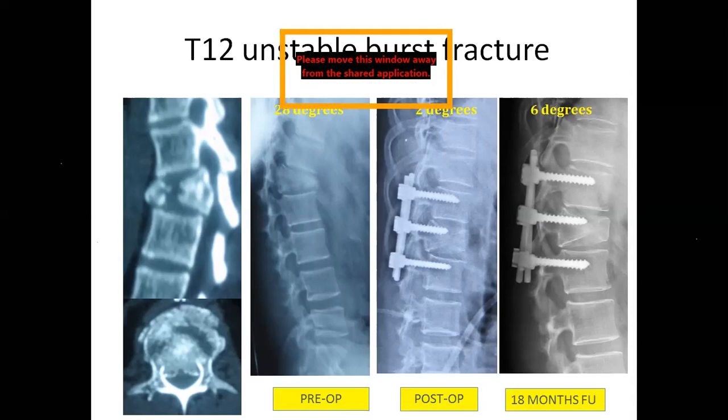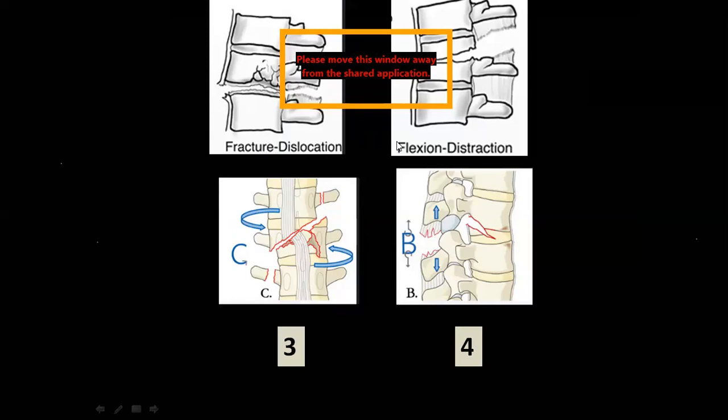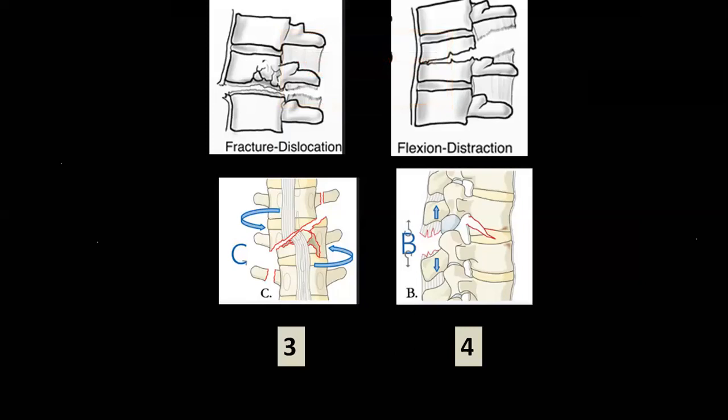Okay. Next comes the other two categories. Flexion dislocation, fracture dislocation and flexion distraction. Both fracture dislocation and flexion distraction are highly unstable fractures. So one level above, one level below with a screw in the fractured vertebra will not help. What we should do? We should go for two levels above and two levels below. I will show the examples.